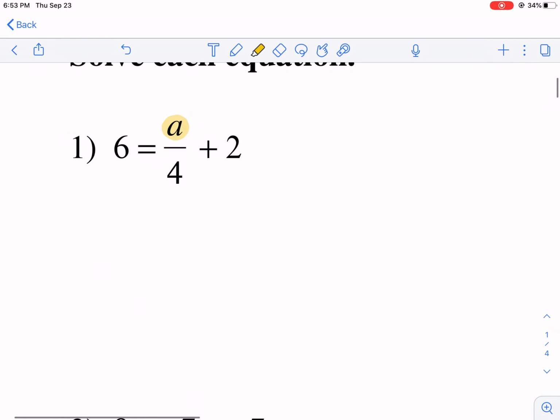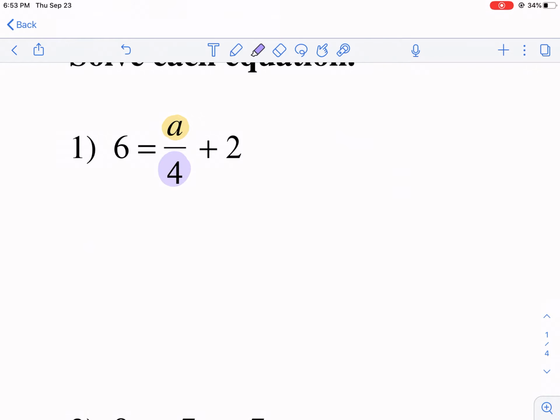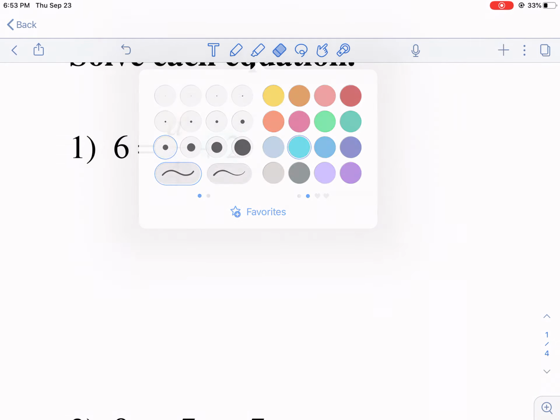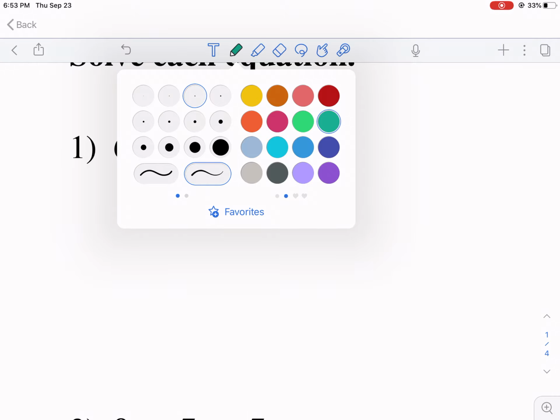And if we look at our first example, we see that we have a over 4 plus 2 equals 6. Now, what we need to do is identify what is happening to our variable, and undo all the operations that are happening to it in order for us to get it by itself. So we can identify that we have plus 2 and also divided by 4 happening to this equation. So let me re-highlight this. I want to include the divide sign. Okay, so we have divided by 4 and then plus 2. So we need to get rid of those two things.